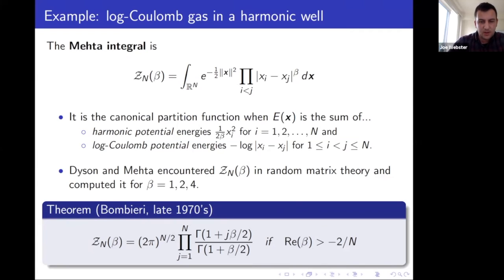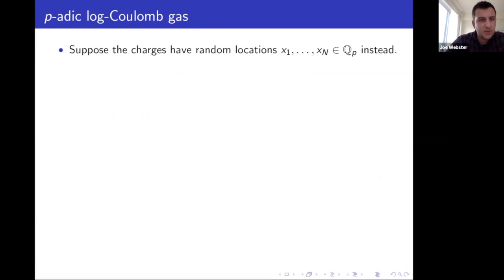So what we want to do in this talk is set up the p-adic analog of the Mehta integral and find a similar formula as well as a convergence criteria. So for which beta does it converge absolutely? So this is all the history we're going to need. It's time to go to the p-adic case.